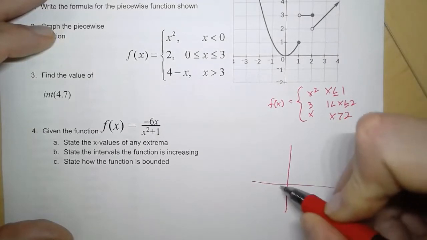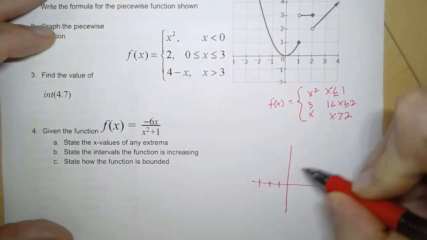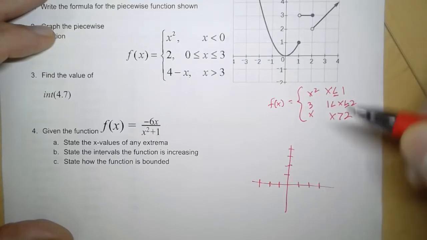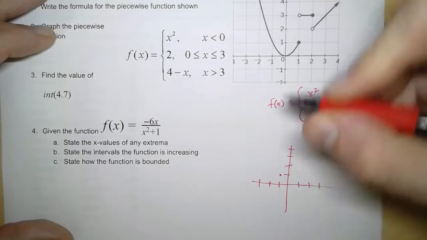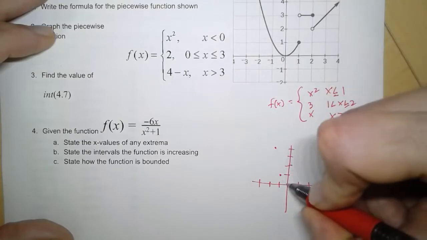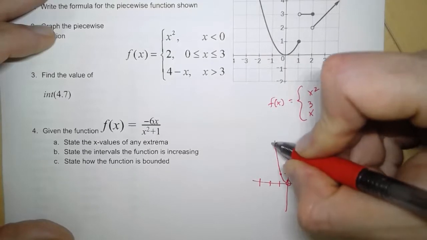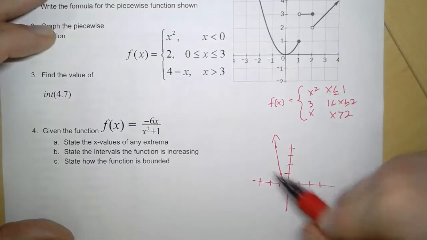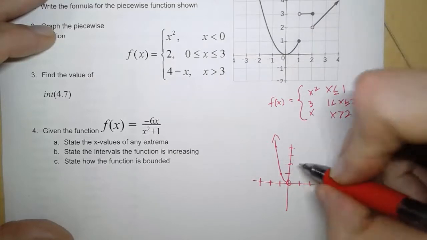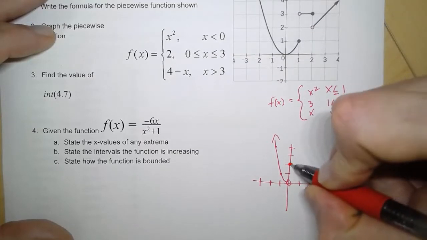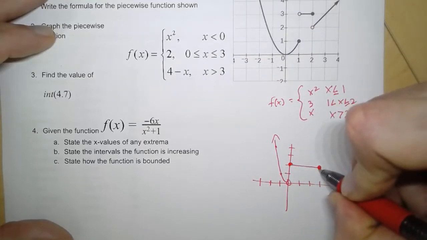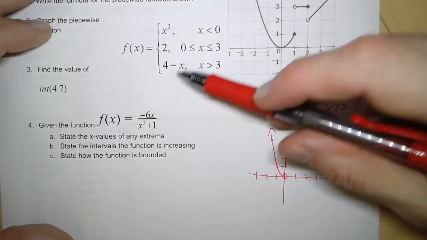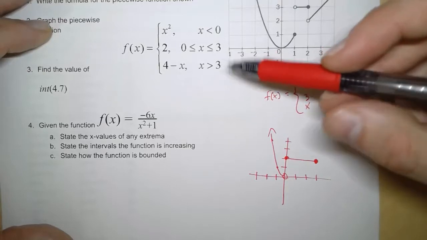So the first piece is x squared when x is less than 0. So that means negatives. So that means our first part of our graph looks like that, with an open circle at the origin. The second part is the line 2. And so that's going to be a solid circle here, all the way out to a solid circle here at 3. And then finally, 4 minus x when x is greater than 3.